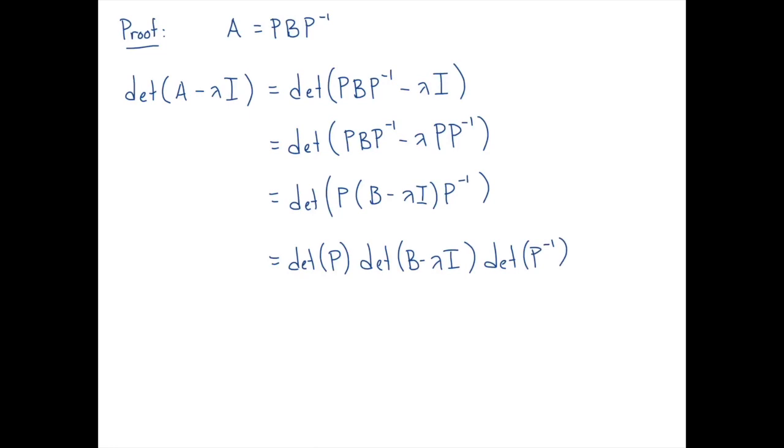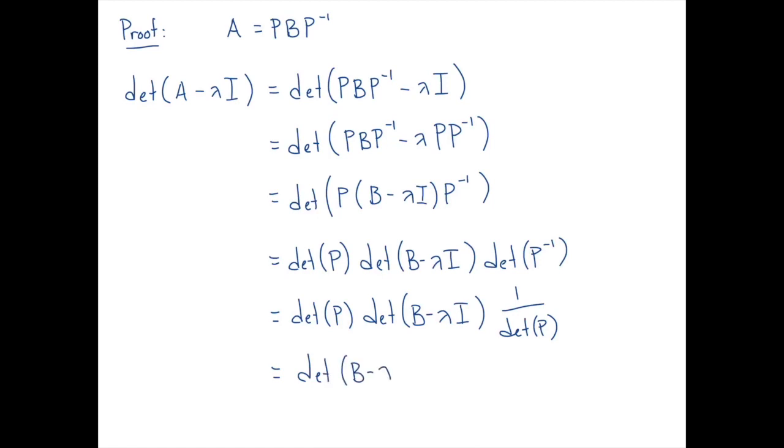Also, because we're clever individuals, we remember that the determinant of P inverse is the same thing as 1 over the determinant of P. So taking advantage of that fact gives us the determinant of P times the determinant of B minus lambda I times 1 over the determinant of P. And now, we're no fools. We know that a determinant of P and a 1 over determinant of P cancel each other out. So we're just left with the determinant of B minus lambda I.